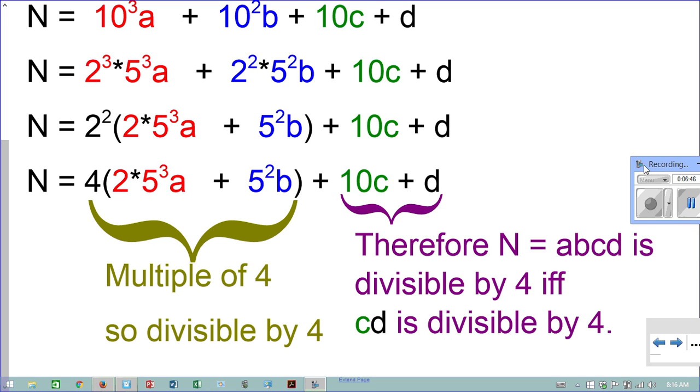So my whole number is divisible by 4 if and only if this last part's divisible by 4. So in other words, if the tens and the ones digit is divisible by 4, if that two-digit number is divisible by 4, then the whole number is divisible by 4.